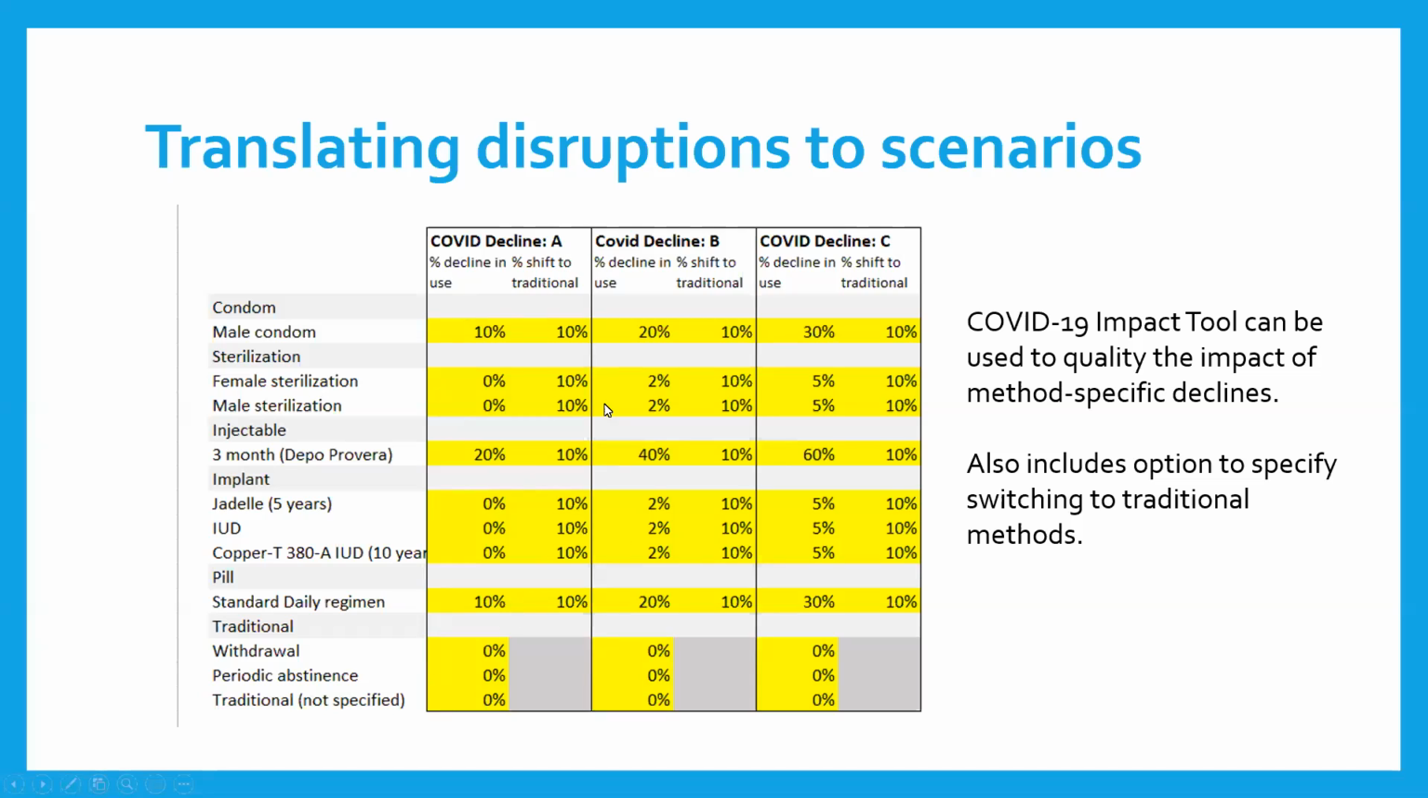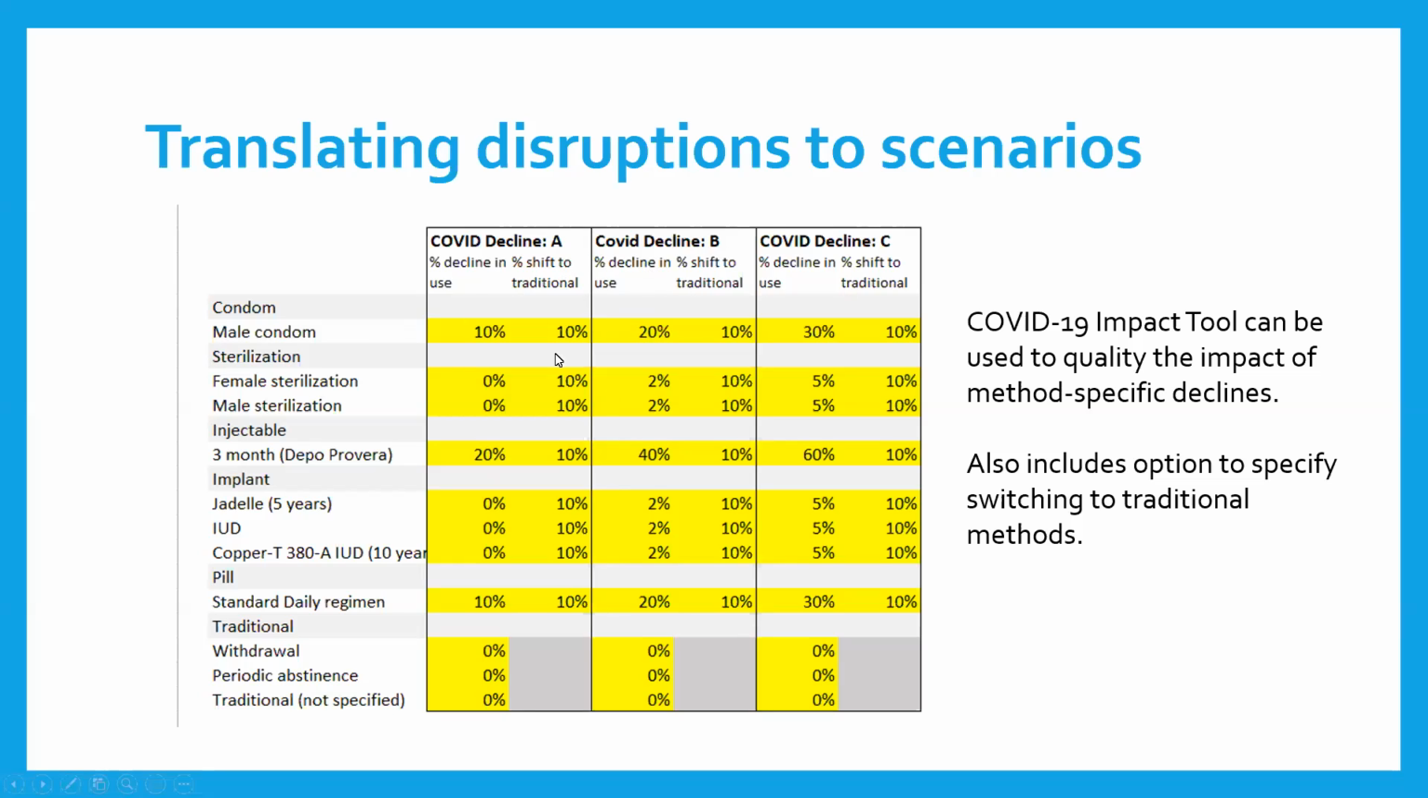And then the second column, and this was added at the request of some UNFPA colleagues who were working on some scenarios like this, is that you could also specify the potential for some of these women to switch to using a traditional method, so that while the modern prevalence rate might decline, you might see some buffering of that in the overall use of contraception. And so right now we've just assumed that 10% of all of the women who kind of discontinue or are unable to continue would then shift to a traditional method.